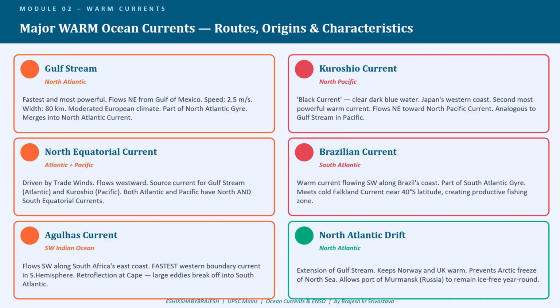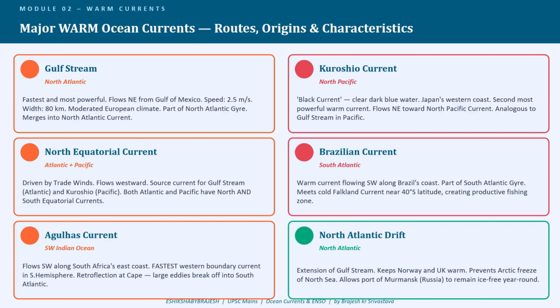The Agulhas Current flows southwest along South Africa's east coast. It is the fastest western boundary current in the southern hemisphere. At its southern end, near the Cape of Good Hope, it does something spectacular. It retroflects, turning sharply back eastward. In doing so, it sheds large warm water eddies into the South Atlantic. These Agulhas leakage eddies are important for Atlantic circulation and are becoming larger due to climate change.